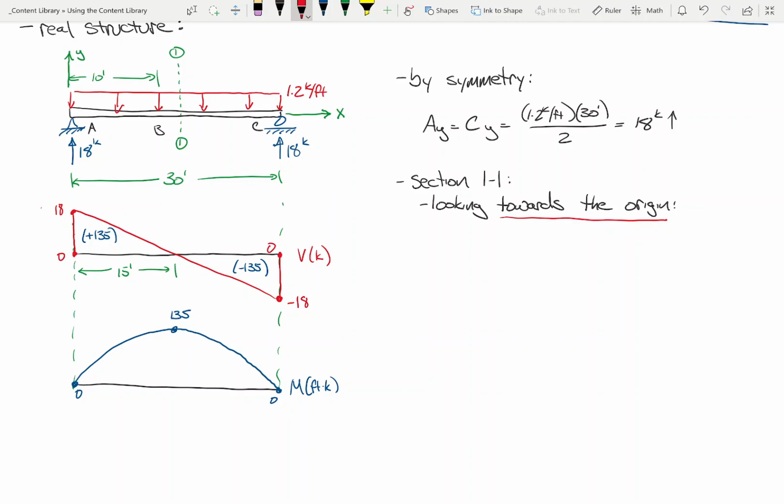By the way, statically, it doesn't matter which direction that you look. Like if you cut a section, it doesn't matter if you look this way or this way. You'll get the same response. You'll get the same equation, but you'll do it a lot more easily looking towards the origin. Okay?